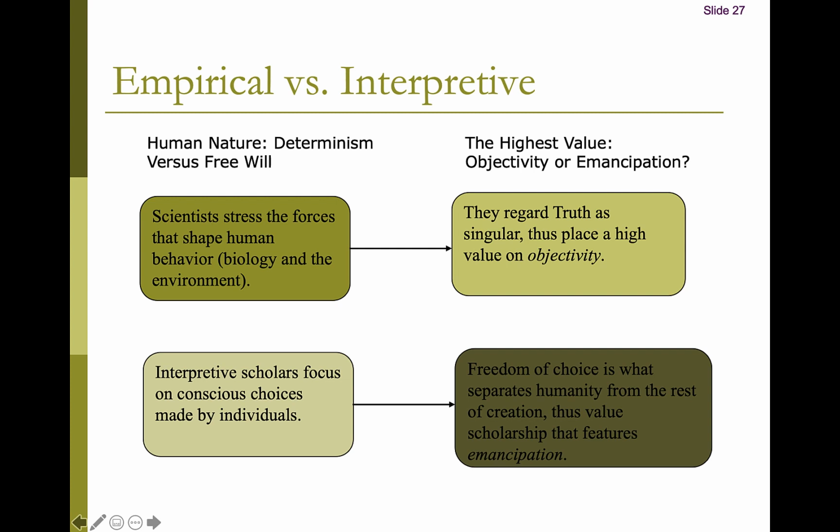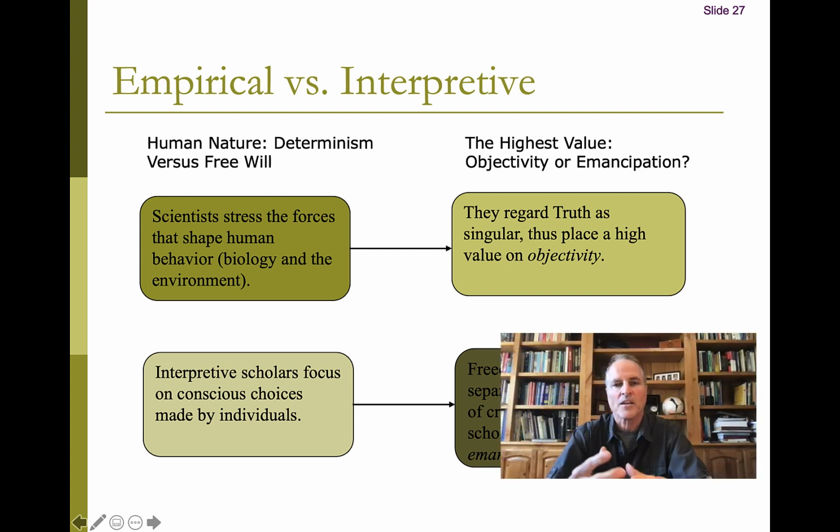So what's the objective, or what's the value of research? From a scientific or empirical perspective, we are looking for truth or cause, and so the highest value is on objectivity: the more objective we can be, the more truthful or real we're going to understand the world. From the interpretive perspective, we're really looking at freeing people in a sense. Freedom of choice is what makes us unique as humans. So in our scholarship, we try to understand how people can be the freest, how we can emancipate people from oppression and power and hegemony.